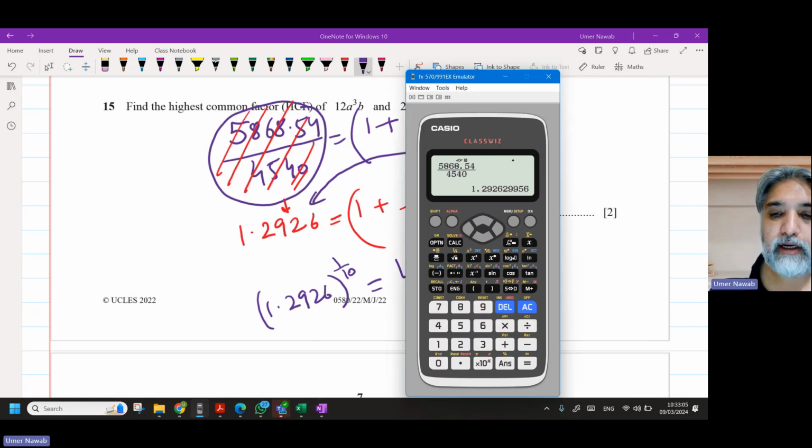I'm trying to calculate this value. Keep this power as it is. This is my answer, raised to the power 1 over 10.